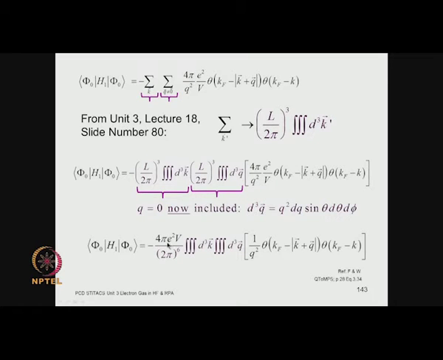So you have got 4 pi e square V over 2 pi to the 6th, then you have got integration over k, you have got integration over q, you do not have to worry about q going to 0, which is included in the volume of integration, and then you have got the product of the two Heaviside step functions.